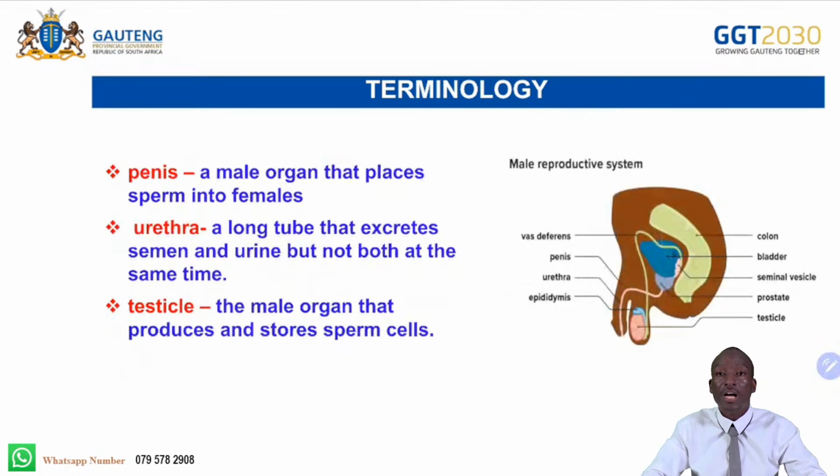The penis, there it is shown. There's the penis from our diagram. That's the penis. That's the organ that places sperm into females during copulation, right?